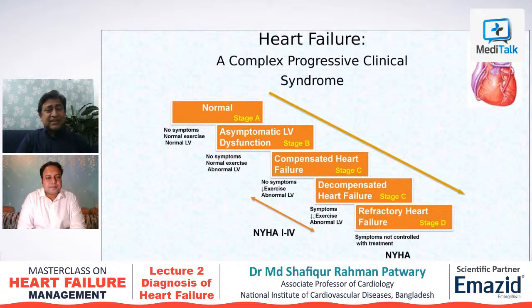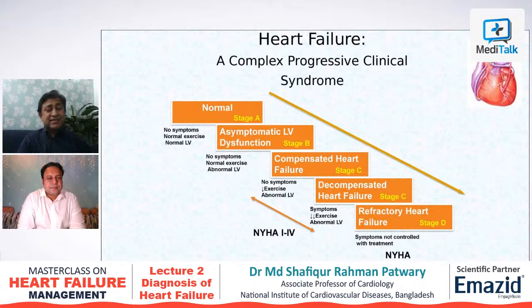Stage A, this is normal. There are no symptoms, but the patient is at risk of heart failure. This patient has no symptoms, normal exercise capacity, normal left ventricle, but some risk factor is there. The patient may go into heart failure. Stage B, asymptomatic left ventricular dysfunction. The patient has no symptom, normal exercise capacity, but abnormal left ventricle. But the patient has no sign or symptom of heart failure.